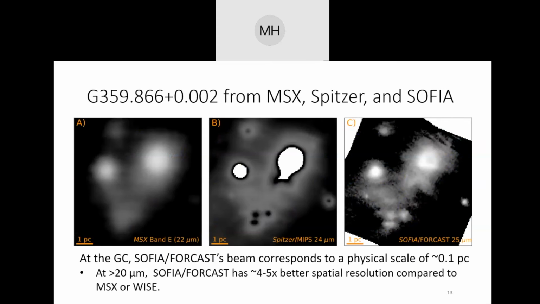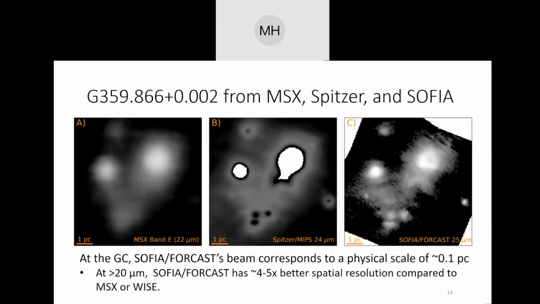But again, going back to what makes SOFIA so valuable, if you compare this region between MSX, Spitzer, and SOFIA, going left to right, essentially the MSX data is much lower resolution. So if you're comparing the 22 to 25 microns from MSX to SOFIA, you're talking about a resolution that's a factor of like 4 to 5 times better.